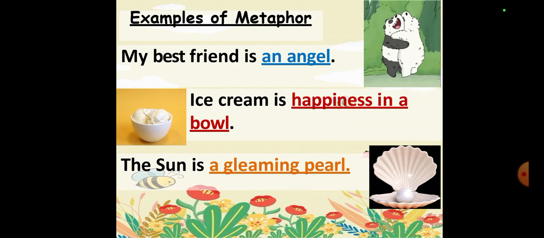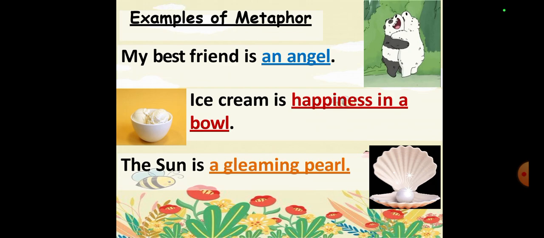Here, telling about your best friend. How is your best friend? Your best friend is an angel. So you can write here, you can also write simply, like, my best friend is as close to me as an angel. Okay, but here we're just writing my best friend is an angel. We're just directly telling that my best friend is an angel. We're not using any simile, we're just directly telling, okay?